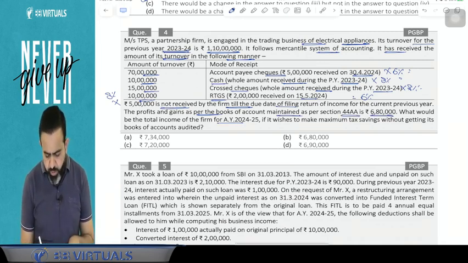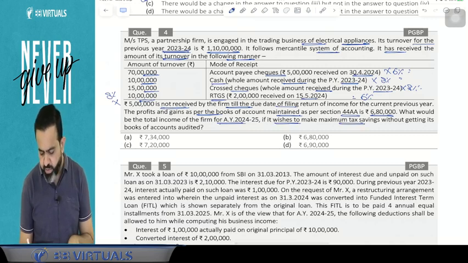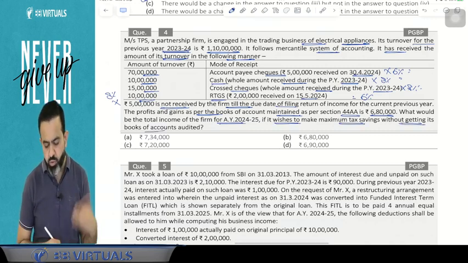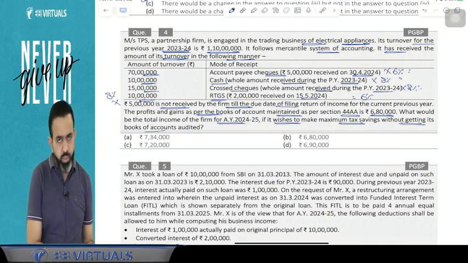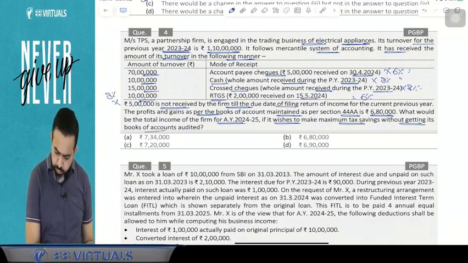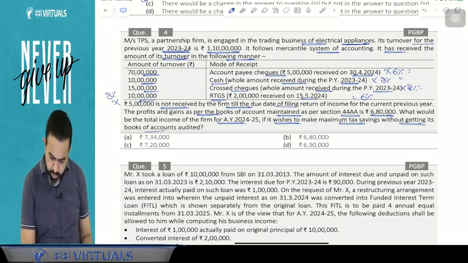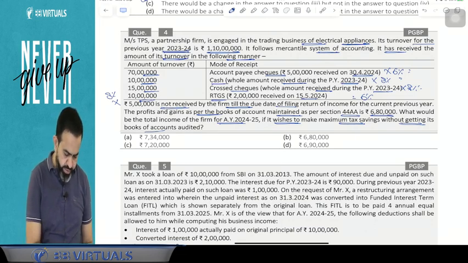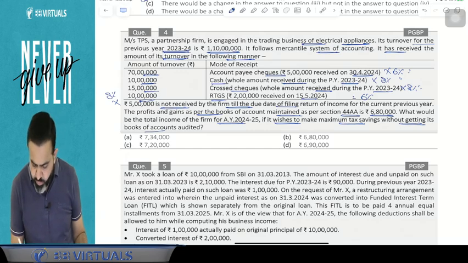What would be the total income of the firm if it wished to make the maximum tax saving without getting its books of accounts audited? So guys, here we have to calculate the 44AD. 44AD is basically out of the 70 lakh rupees plus this 10 lakh, multiplied by 6%. So 70 and 10 lakh is 80 lakh. 80 lakh multiplied by 6% comes to 4,80,000.